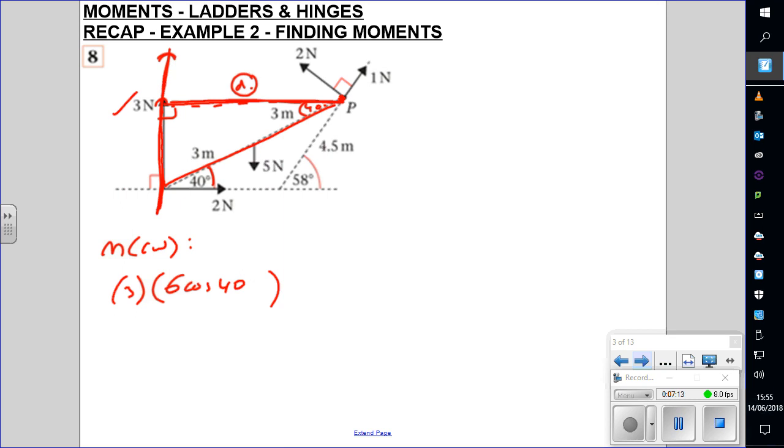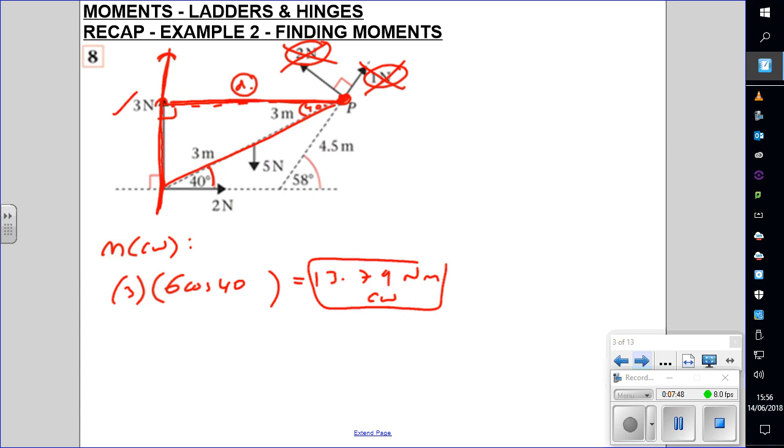Any other clockwise ones? Well, looking at it straight away, this 2 and 1, that's directly pulling the hinge. So the perpendicular distance from them is 0. So I don't even need to consider them. I'm just going to not bother with them, right? So it looks like the only ones left are anti-clockwise ones. So at the moment we've got 18 cos 40, which is 13.79 Newton meters clockwise. So notice I'm always stating my direction.